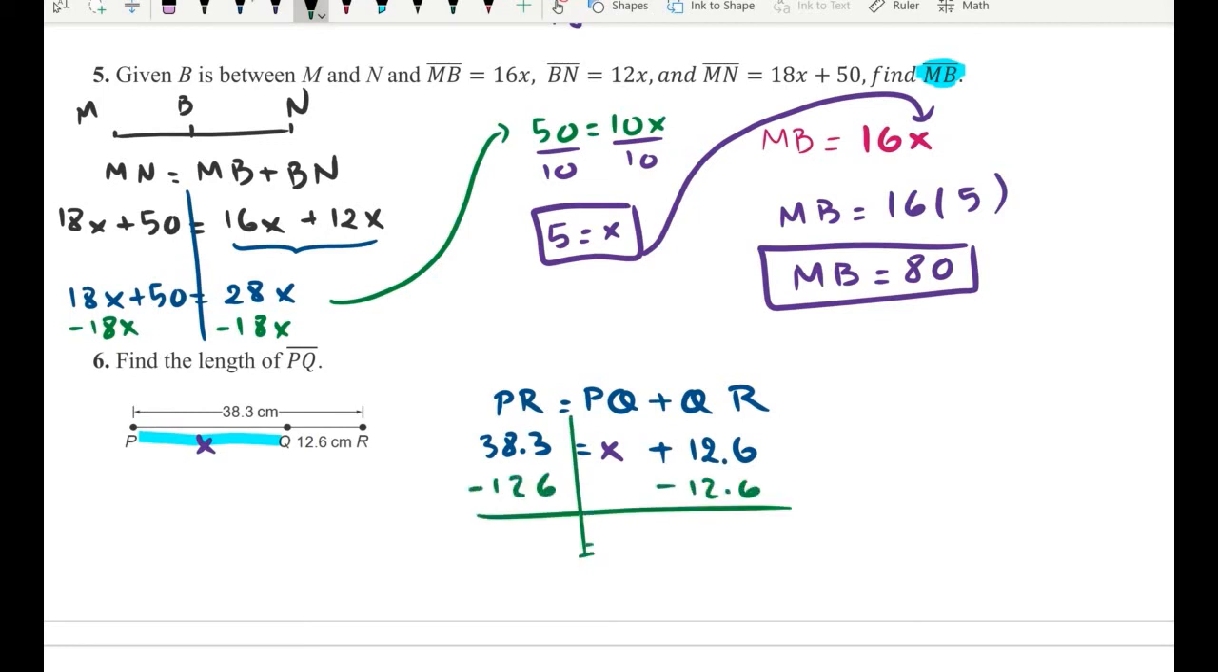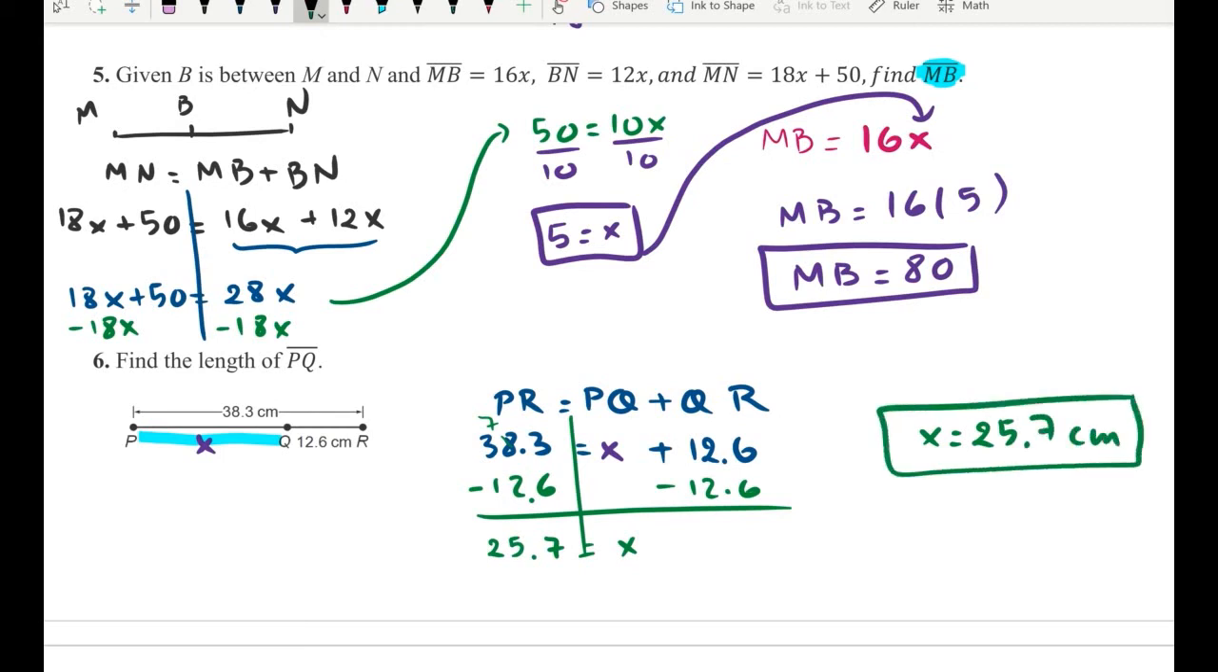That will give me X equal to 38.3 minus 12.6. We borrow 1 from 8. 13 minus 6 gives me 7. 7 minus 2 gives me 5. And 3 minus 1 gives me 2. So 25.7 centimeters is the answer. X equal to 25.7 centimeters. Okay, and that's it for number 6.